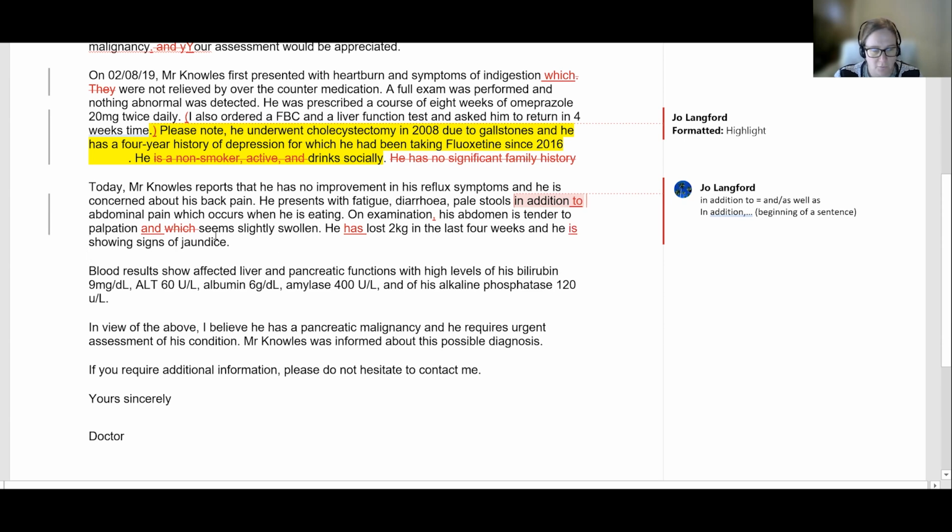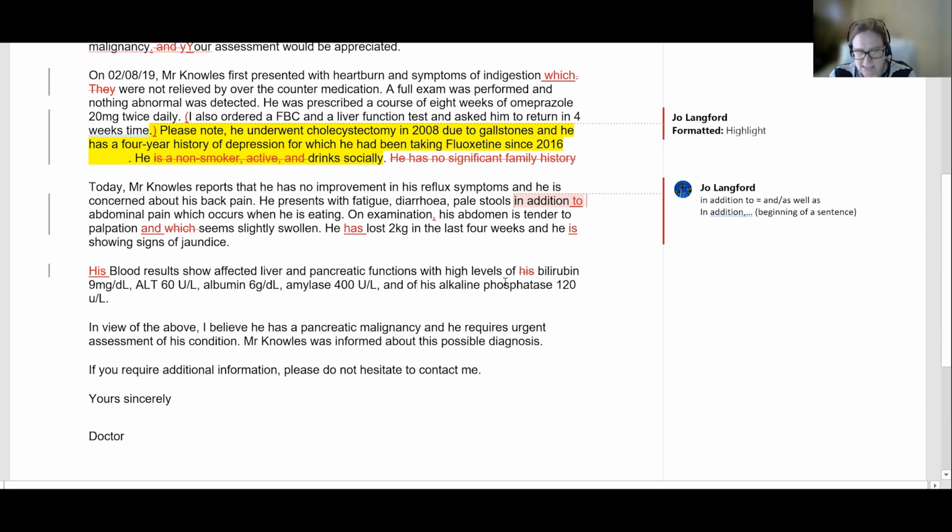Okay, so I think this is a pretty good paragraph. It's got all the important information. It's missing the blood results, but they are reported in the next. Okay, blood results show, I would put maybe the blood results show affected liver and pancreatic functions with high levels of bilirubin. I would take out the "his", just high levels of, and then the substance, and of his alkaline phosphatase 120.